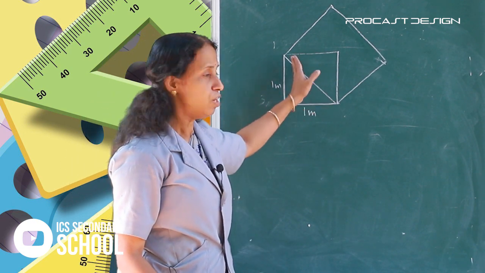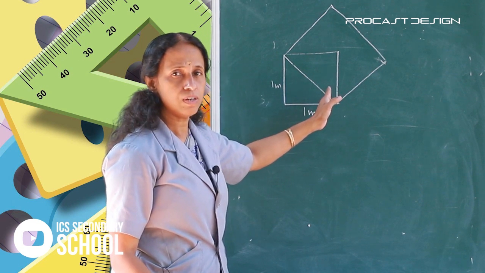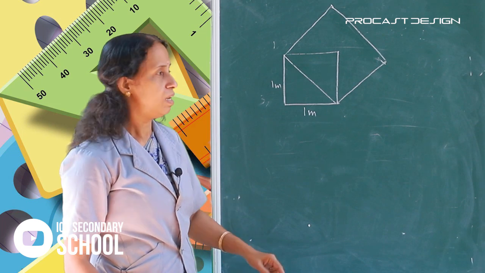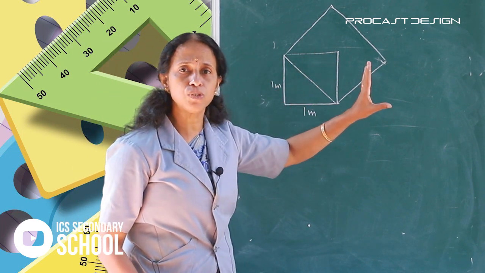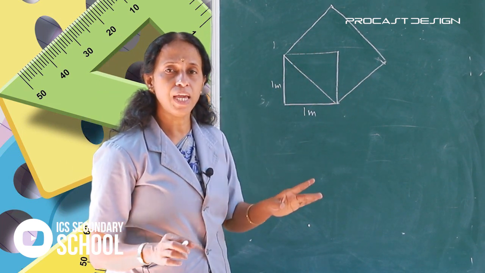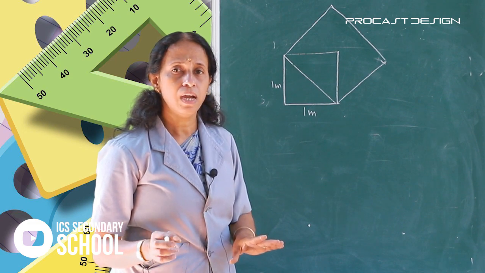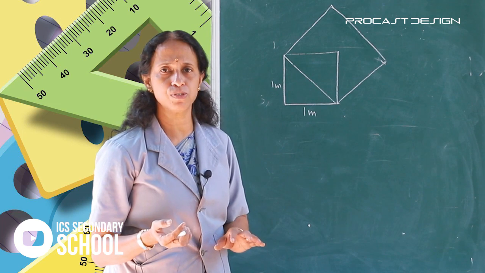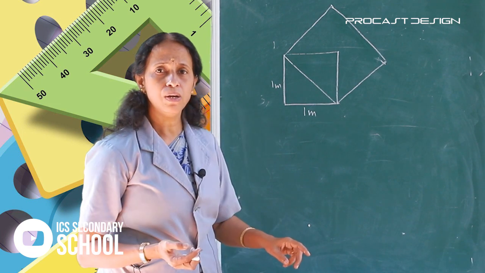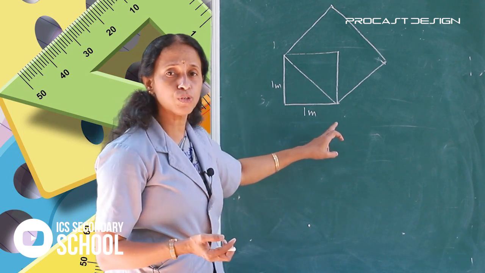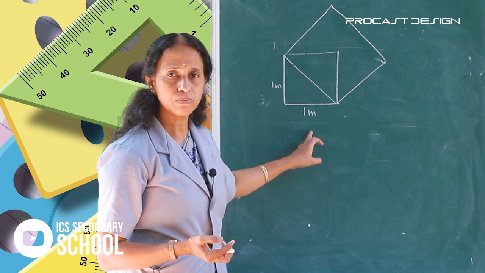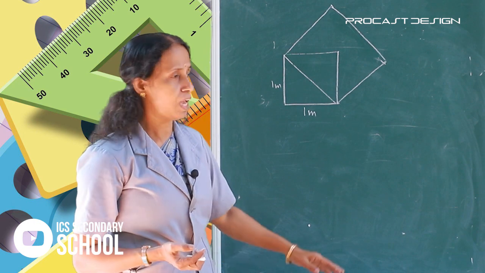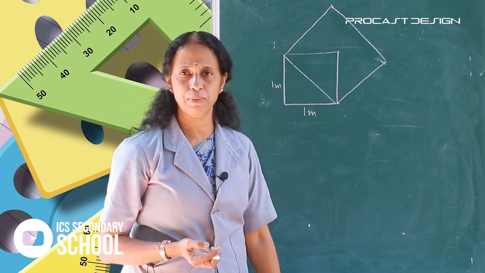Consider the small square, draw a diagonal. A large square can be drawn on its diagonal. The area of the large square is double, twice the area of the small square. If one side of this small square is 1 meter, the area of the large square is 2 square meters.